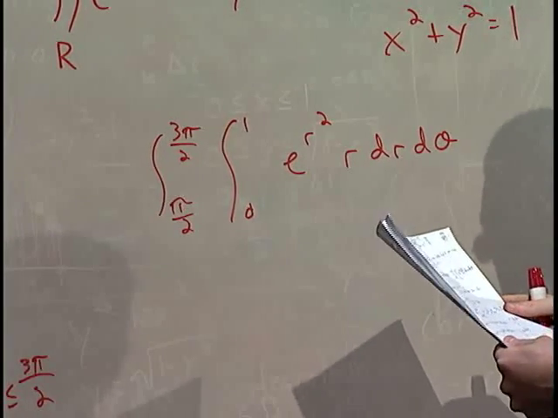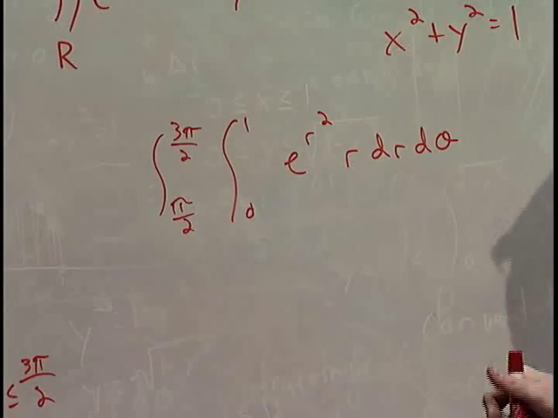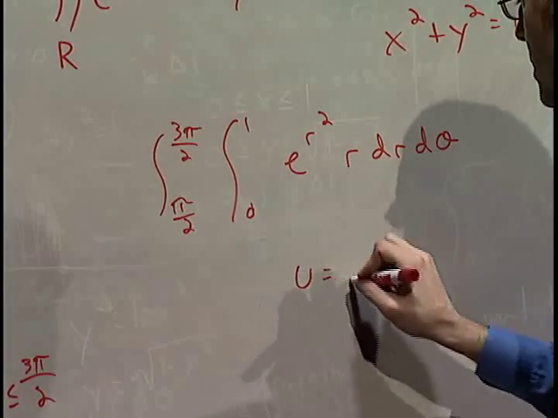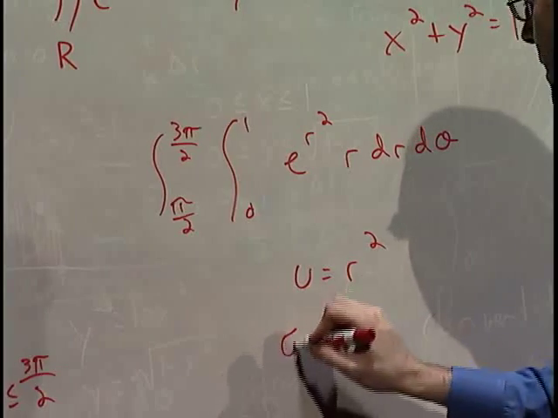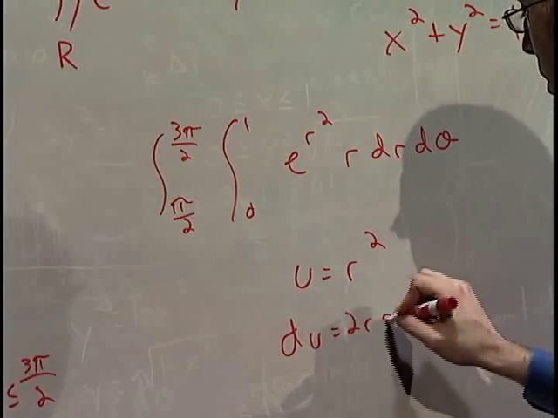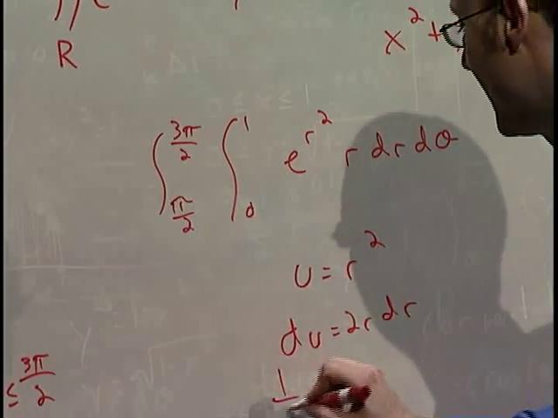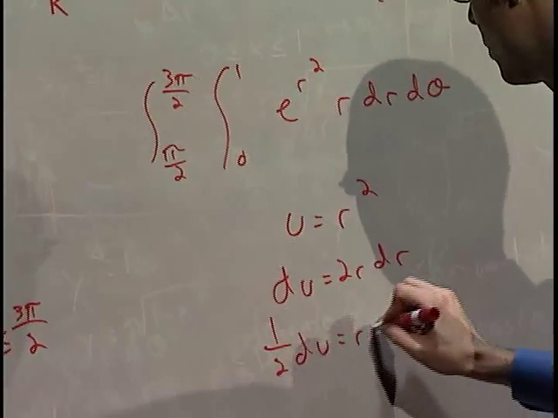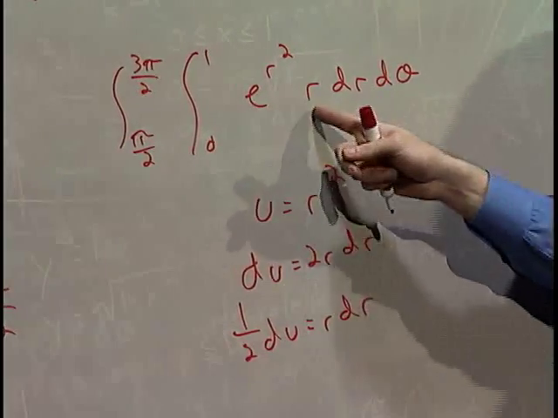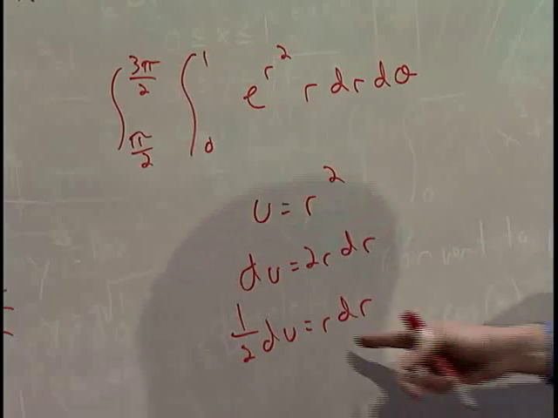And let's see here. What do I want to do now? Substitute? Yeah, probably. So we'll use substitution. Let u equal r squared. du is 2r dr. 1/2 du equals r dr. So see how this r helps out here? Otherwise, we couldn't do this, right?